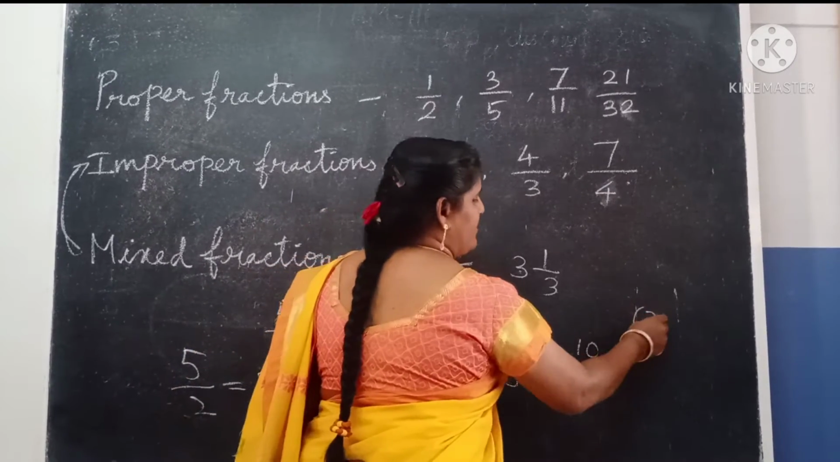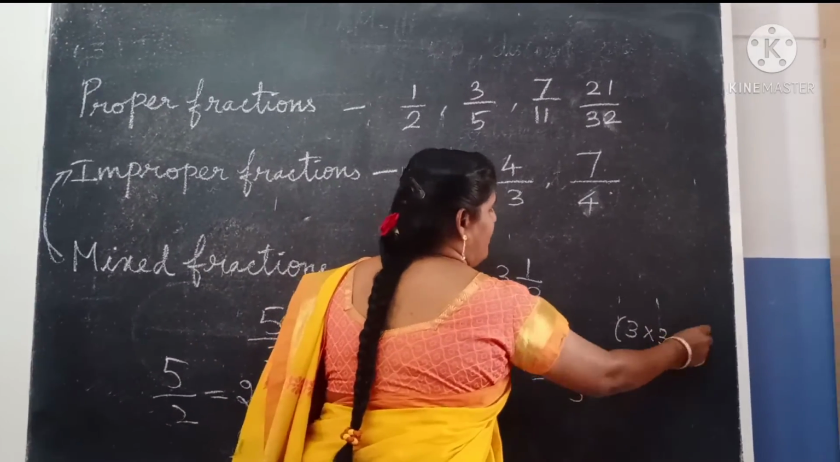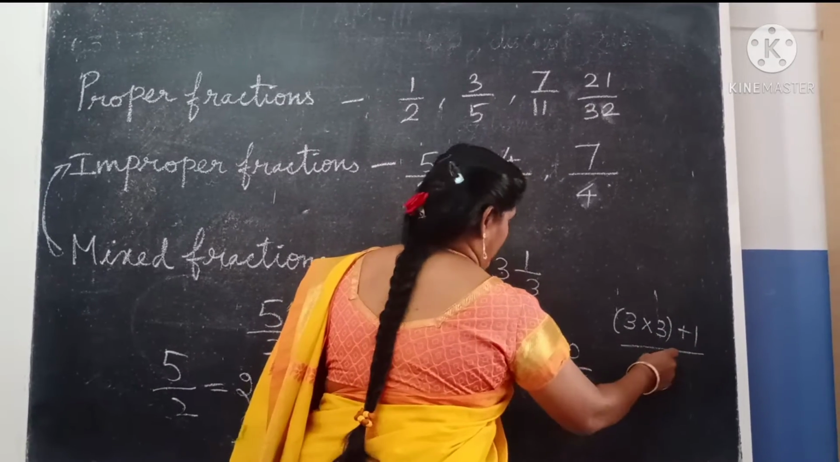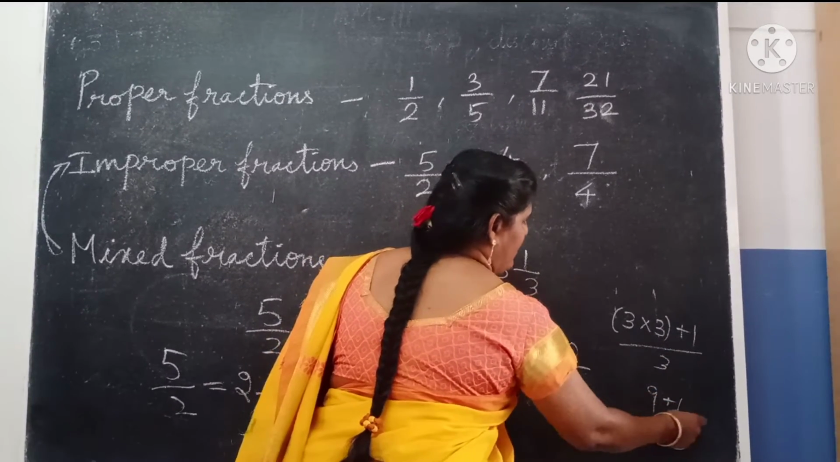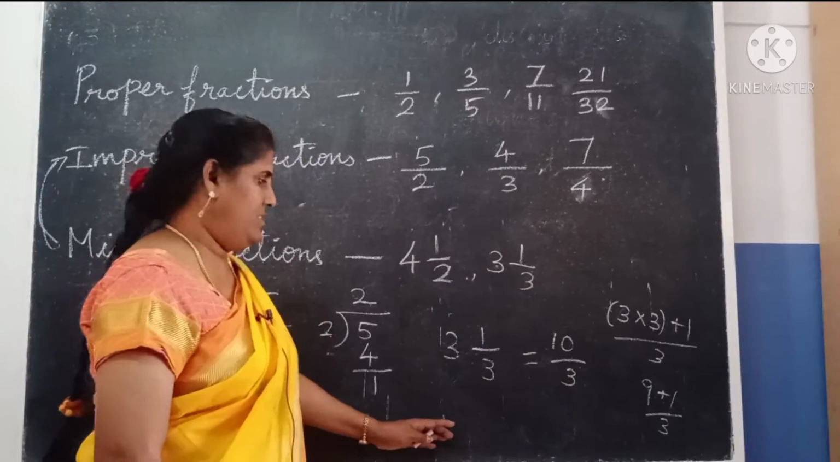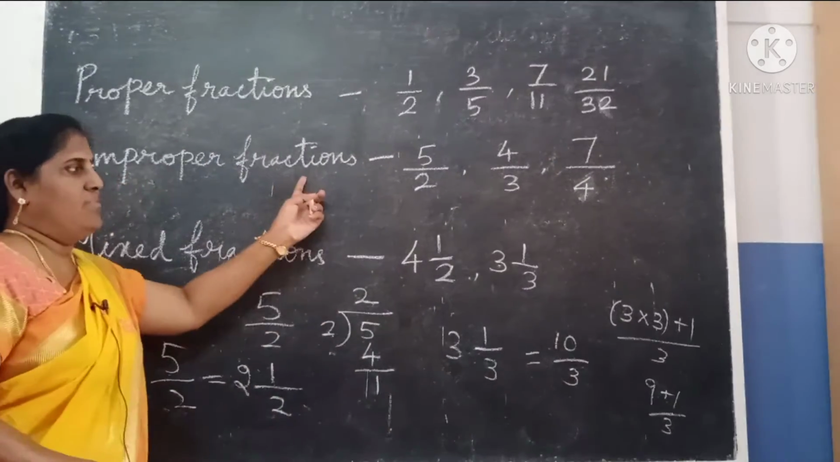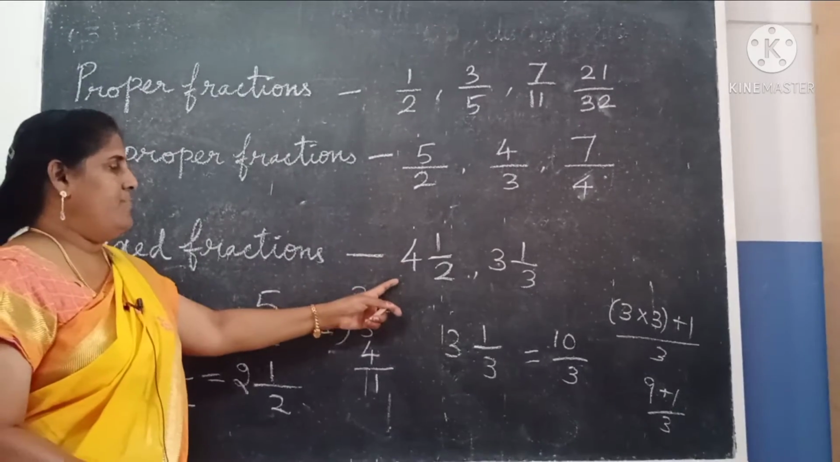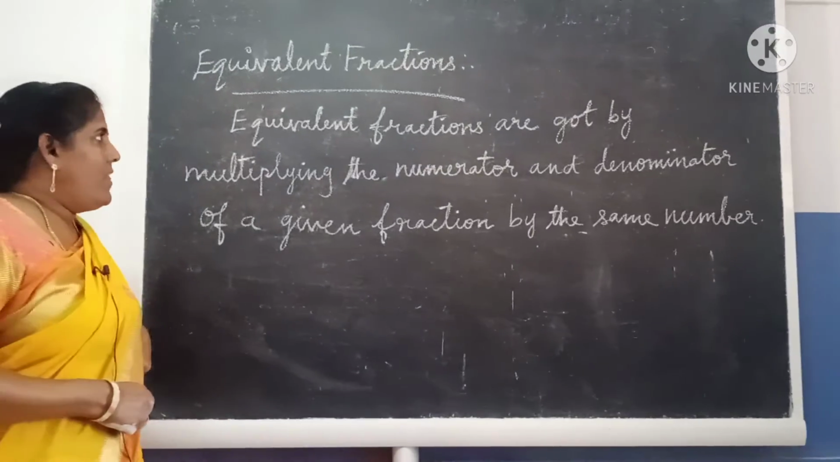See, 3 3s are 9, 9 plus 1 is 10. So 9 plus 1 is equal to 10 by 3. So that is the method to convert a mixed number to an improper fraction, and an improper fraction to a mixed number.